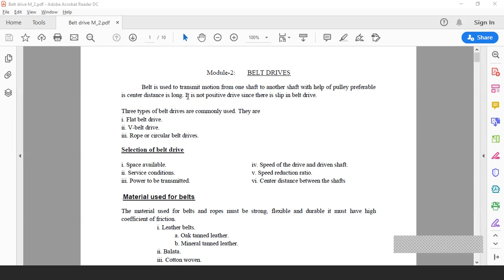Flexible elements are those where the center distance of the driven and driver pulleys or the shafts can be interchanged, or they have the flexibility to change or alter the distance. But in the case of non-flexible drives, the center distance cannot be altered. Examples of flexible drives are belt drives, chain drives, or rope drives. In the case of non-flexible drives, the best suited example is gear drives.